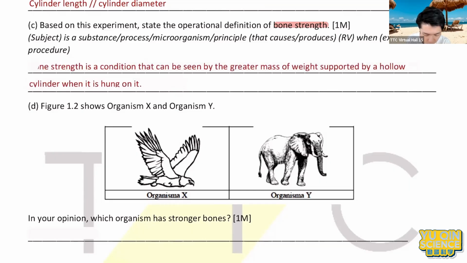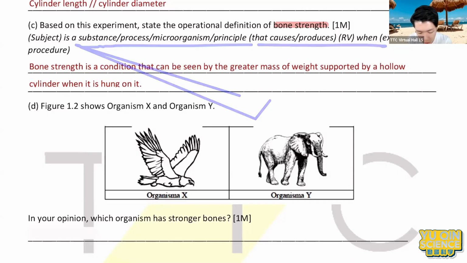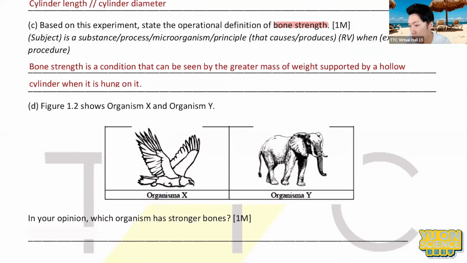Okay, Lai. Bone strength is a condition, I would say. See, I follow the format. The format is the king. Everybody, the format is the king. If you realize your answer does not fit this one on top, confirm wrong, I tell you. So the bone strength subject is a condition that can be seen by, or that can cause, or that can produce also can, but you have to see if your English sentence sounds good: that can be seen by greater mass of weight supported by hollow cylinder. Do you all see this?